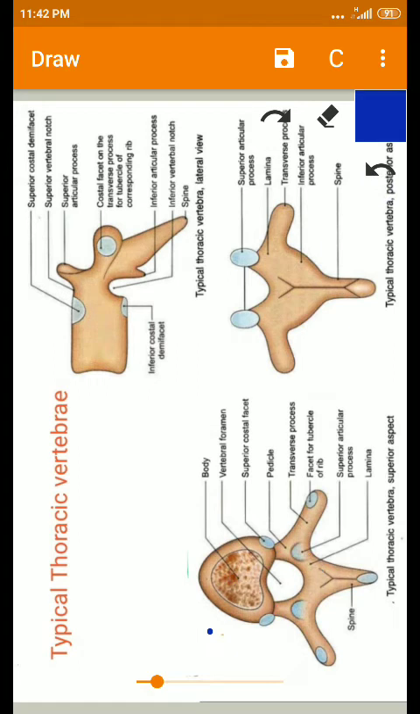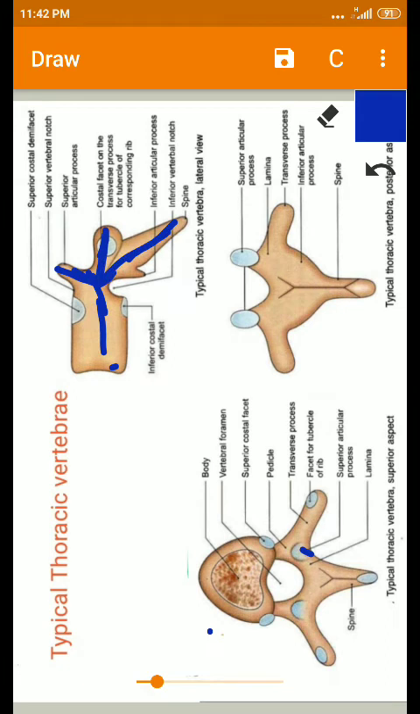Okay, and then at the junction of this pedicle, at the junction of the laminae and the transverse process, an upward projection we can see here, that is the superior articular facet. If you see the lateral aspect, we can see the body, isn't it? Body, pedicle and superior articular facet, transverse process and the spinous process. Lamina will not be seen properly here.